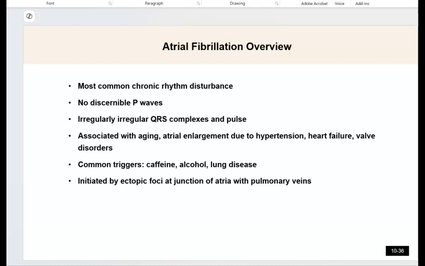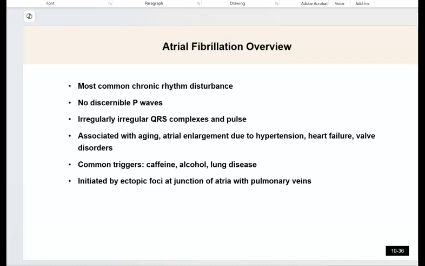The key about that is you don't have discernible P waves, and you have an irregularly irregular QRS complex, and your pulse is erratic. You can get AFib as a consequence of aging, but also years of hypertension can cause atrial enlargement, and with that, you create abnormal foci in the atria. Heart failure is a huge risk for AFib, and uncontrolled AFib can cause heart failure, and then valvular AFib.